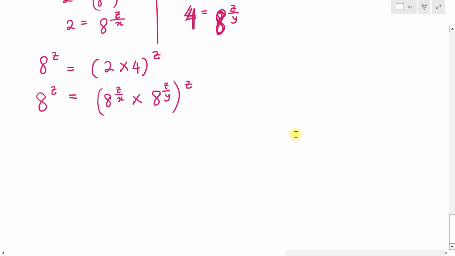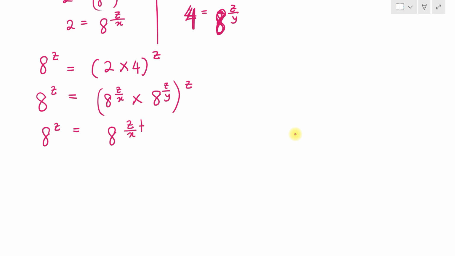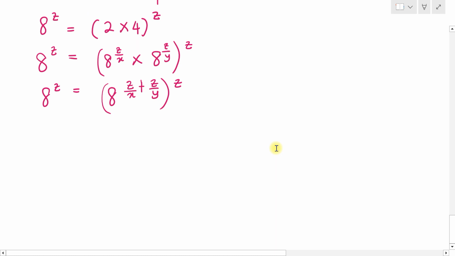Okay. So now I think you can do this one already. Okay, 8. First of all, we multiply, right? We can actually add them first. z over x plus z over y, you get times z, power z. Okay. Alright. So actually got a lot of shortcuts to do. Actually, you can cancel out the z also. Okay. Like 8 power z. This one also 8 power something something z. So you can cancel the z.